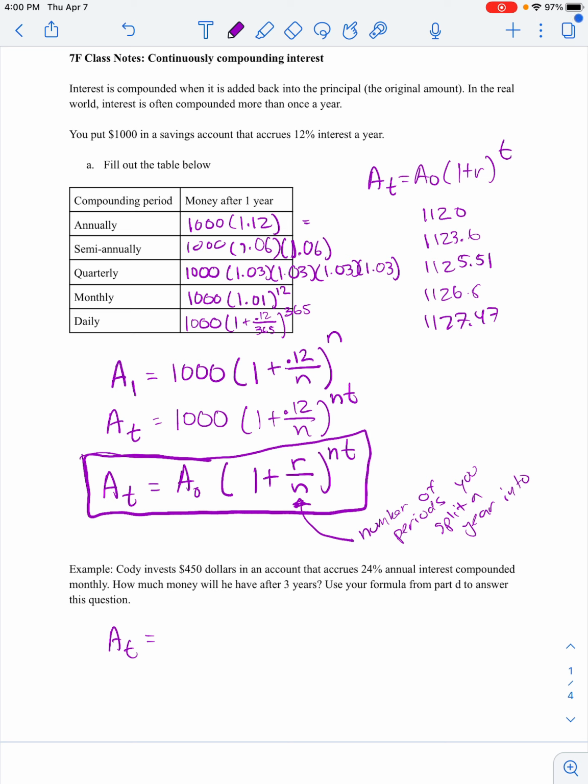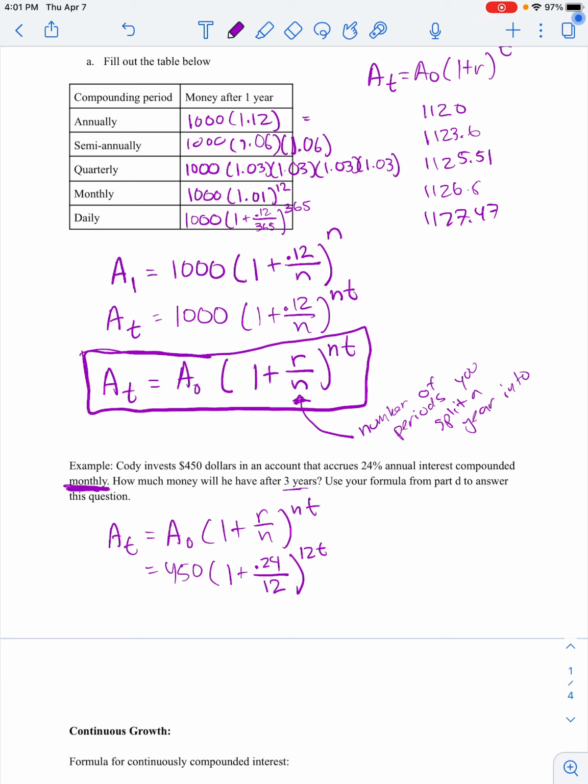Okay, so Cody has $450 and puts it in an account that accrues 24% annual interest. How much money will he have after 3 years? Okay, so let's first set up an equation. We want to use this formula. A0 is going to be 450 because that's what we start with. Our interest rate is 24%, so this is going to be 0.24, divided by 12 because we're compounding monthly, so that means you're splitting the year into 12 parts. And then up here we have 12t.